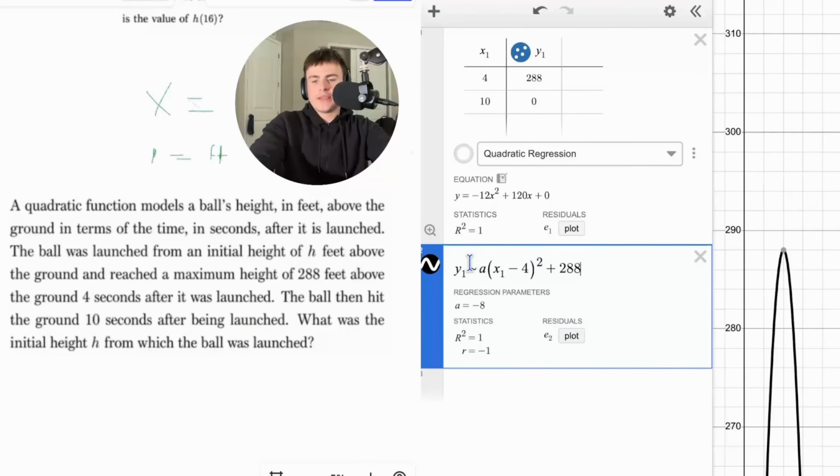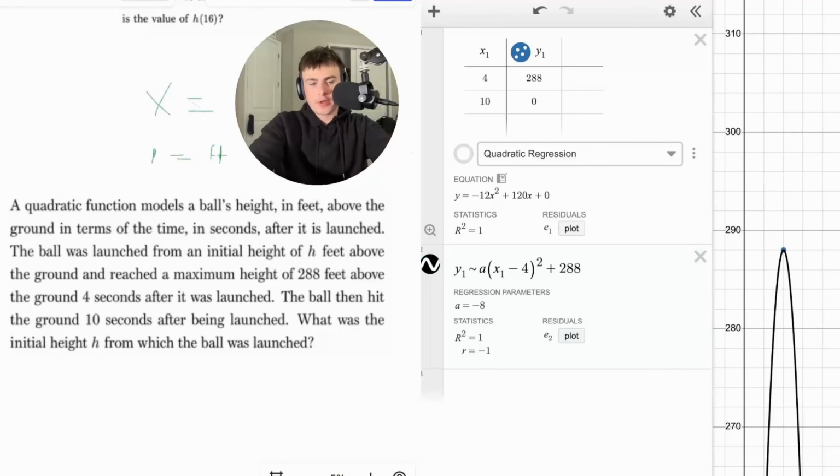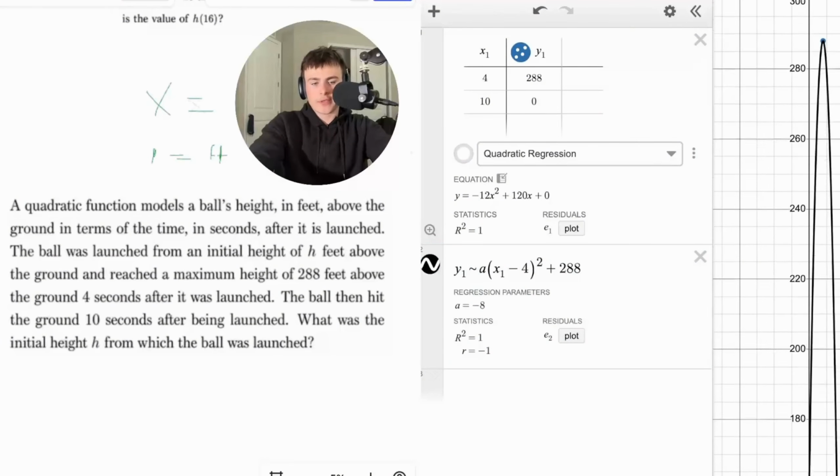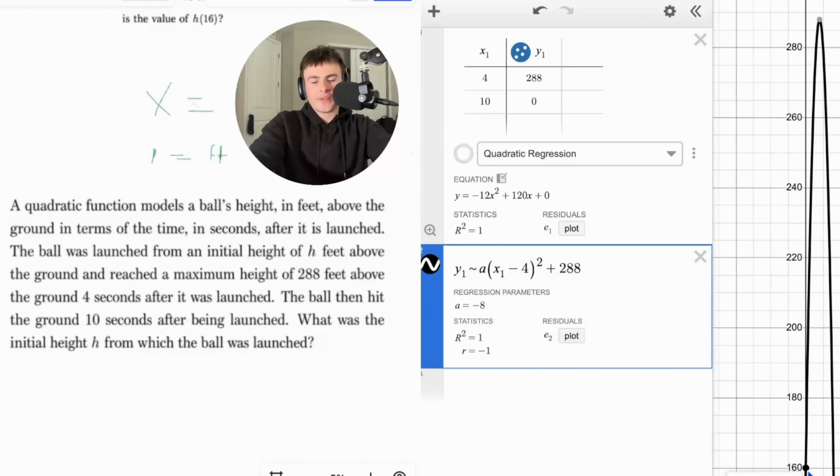Now it says, what was the initial height from which the ball was launched? Initial height is your y-intercept. That's where you start, right? So basically, you're here, you shoot up, and then you come down and hit the ground. So the initial height is where you started, which is the y-intercept, because that's x equals 0. So if we look here, we just look at the y-intercept, which ends up being 160. So the answer here is simply 160.